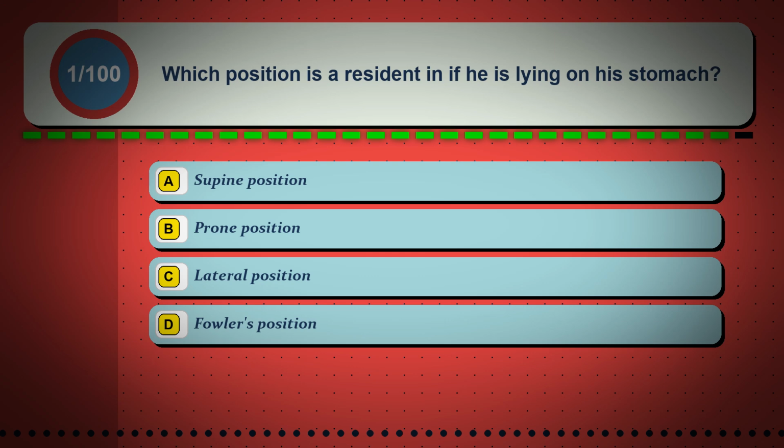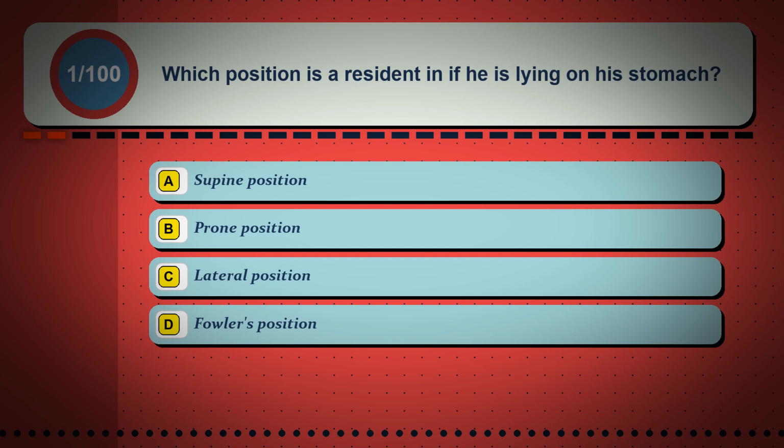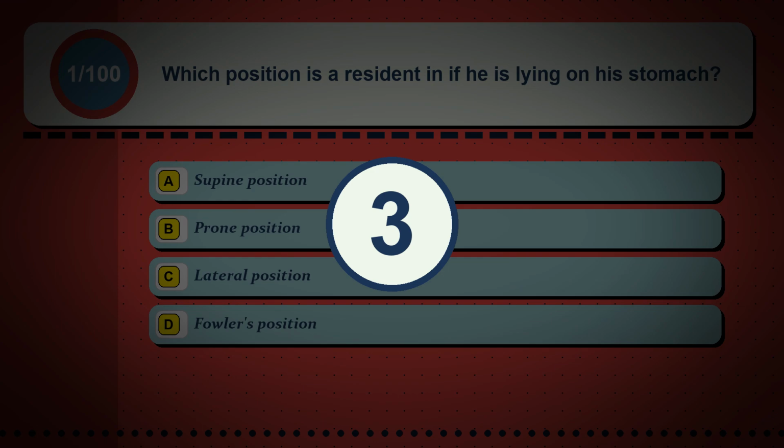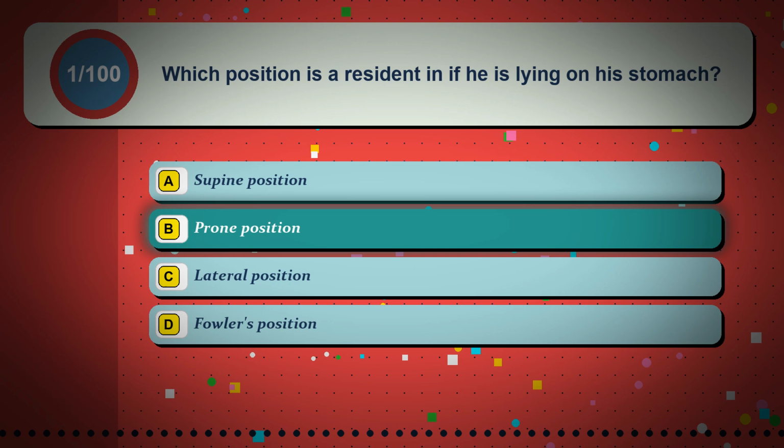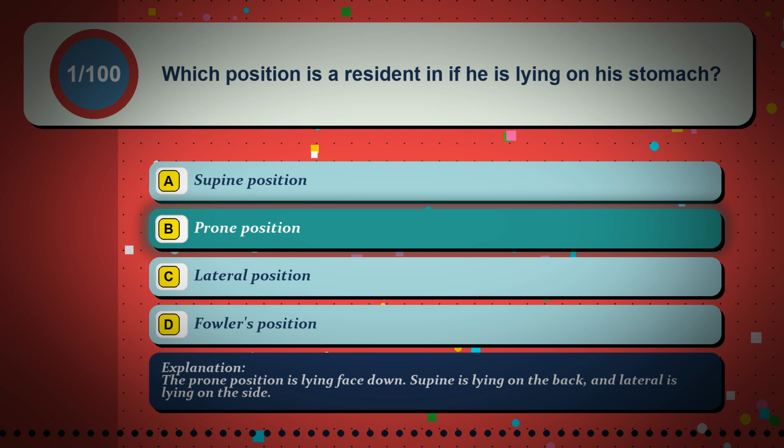Question 1. Which position is a resident in if he is lying on his stomach? Option A, supine position. Option B, prone position. Option C, lateral position. Option D, Fowler's position. The correct answer is option B, prone position. The prone position is lying face down, supine is lying on the back, and lateral is lying on the side.